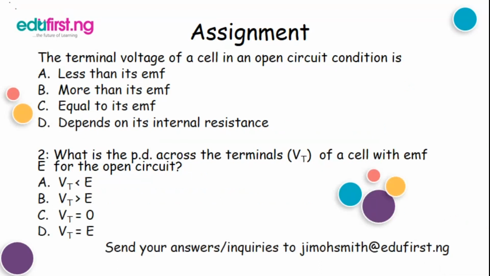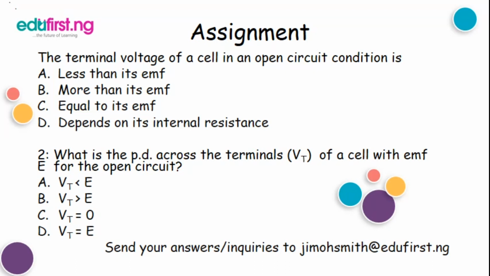Assignment. The terminal voltage of a cell in an open circuit condition is: A, less than its electromotive force; B, more than its electromotive force; C, equal to its electromotive force; D, depends on its internal resistance.